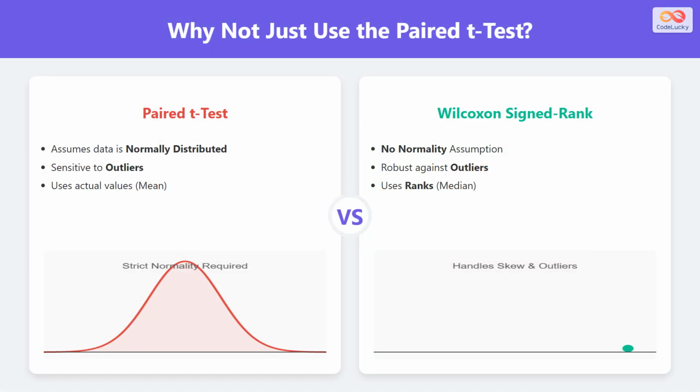You might wonder, why not just use the standard paired t-test? The t-test requires your data to strictly follow a normal distribution. It is also very sensitive to outliers, which can skew your results. The Wilcoxon test does not assume normality and uses ranks instead of raw values, making it much more robust against outliers.